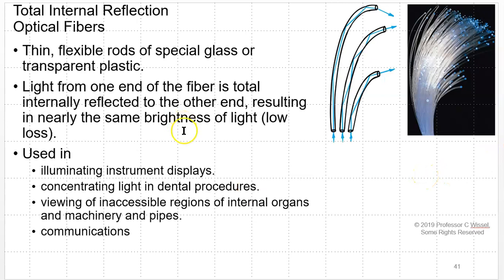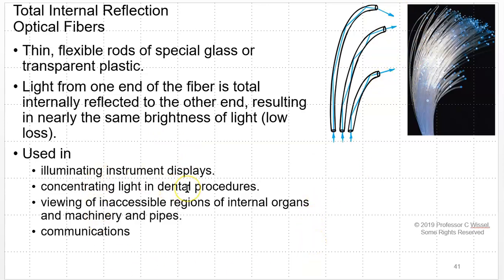Here's another use for this. If you take very thin fibers of glass or transparent plastic, and you shine light down these, the light will bounce off and totally reflect inside and stay inside the fibers. So light from one end of the fiber is totally internally reflected to the other end, resulting in nearly the same brightness coming out. These are very low loss.